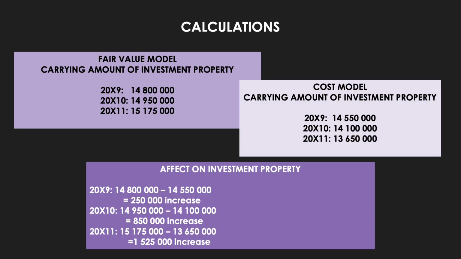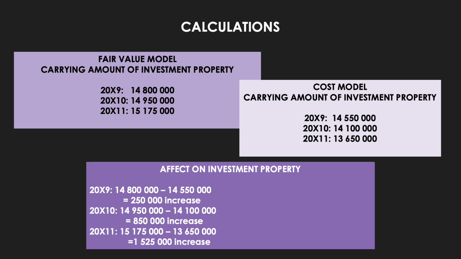In order to calculate the effect on the investment property line item, which you need to remember is the carrying amount of the investment property at the end of each year, it is important that we now go and compare the carrying amount of investment property as per the fair value model and the carrying amount of investment property as per the cost model. So the fair value model is what the carrying amount should be. The cost model represents what the carrying amount currently is in our books.